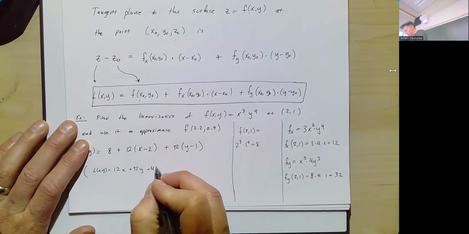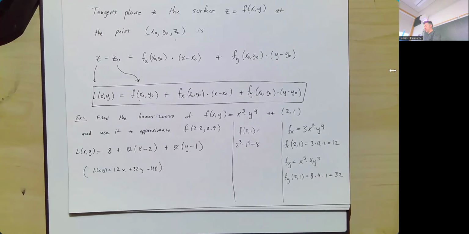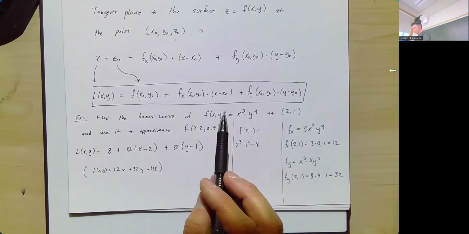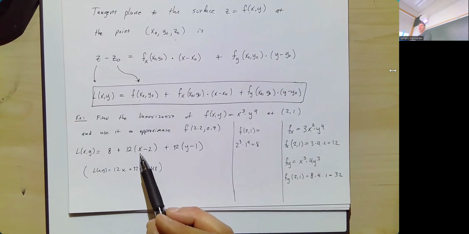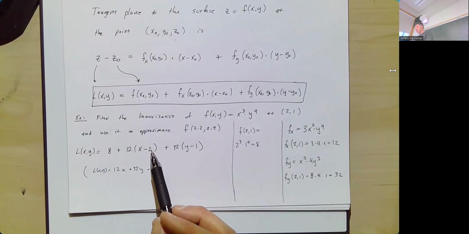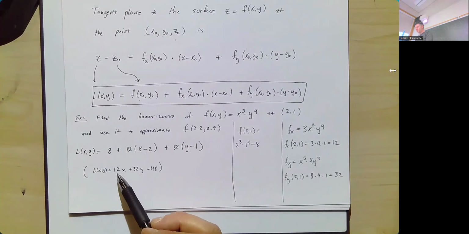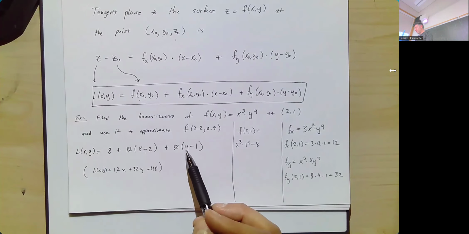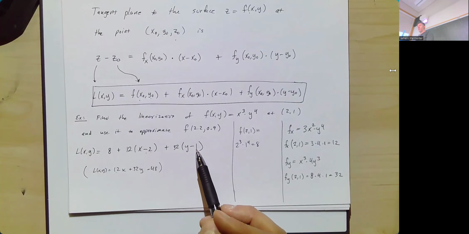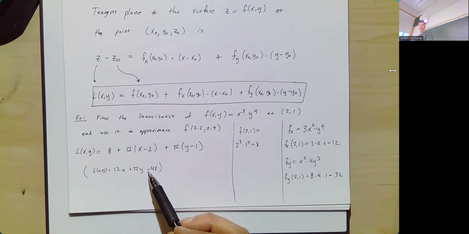There isn't a good reason to do this. This is actually going to make it harder, right? Because if I plug in 2.2 for x, 2.2 minus 2 is 0.2, and I know how to multiply 0.2 times 12. 12 times 2.2 is a little bit more mental energy. Same deal over here. 0.9 minus 1 is negative 0.1, and I can multiply that by 32 without too much effort. Whereas 32 times 0.9 itself, I don't know what 9 times 32 is right off the top of my head. So it's easier if you don't simplify it this way.